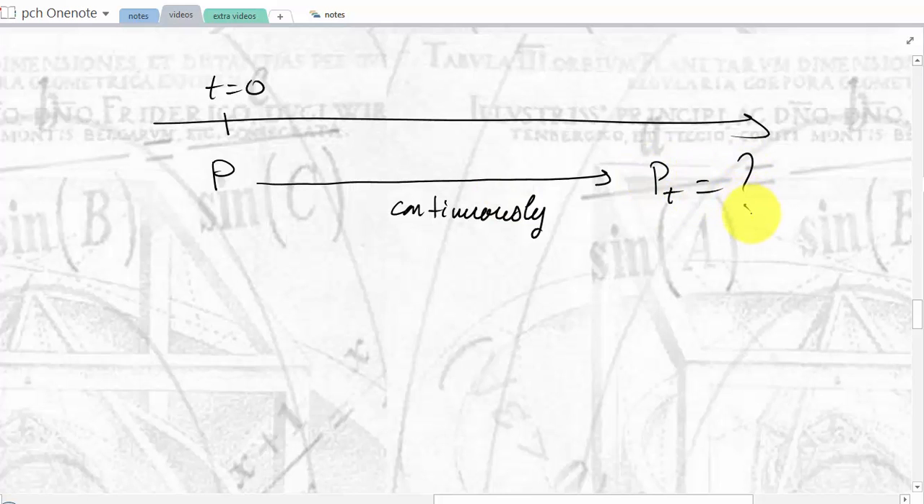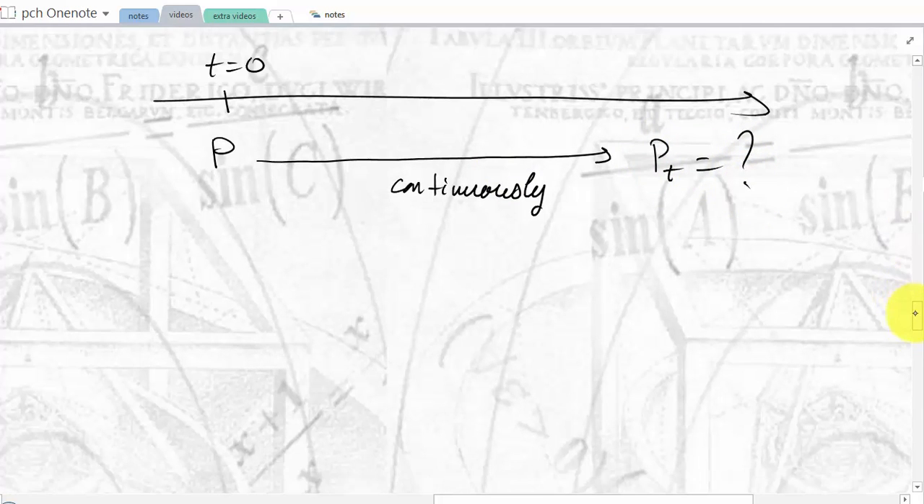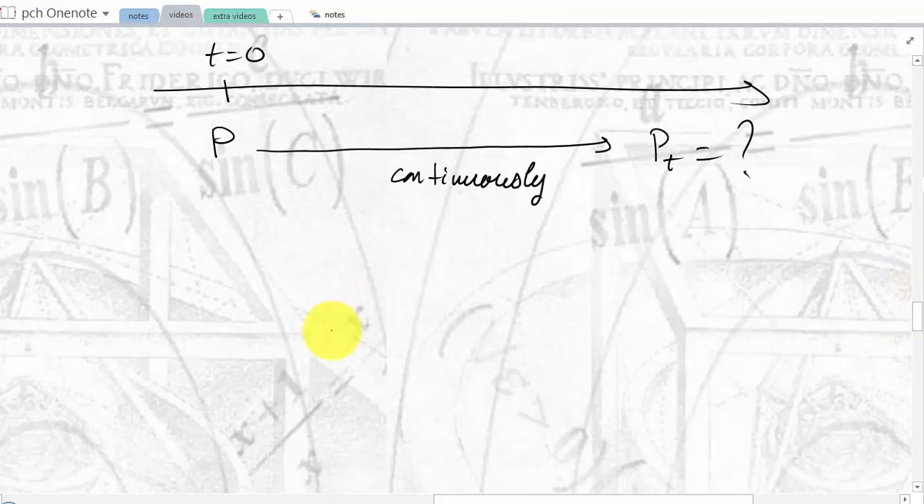Here, we are going to compound continuously, continuously compounded. So there's no discrete model here. We compound all the time. So how do you come up with the formula when you compound continuously? Well, it's very simple.